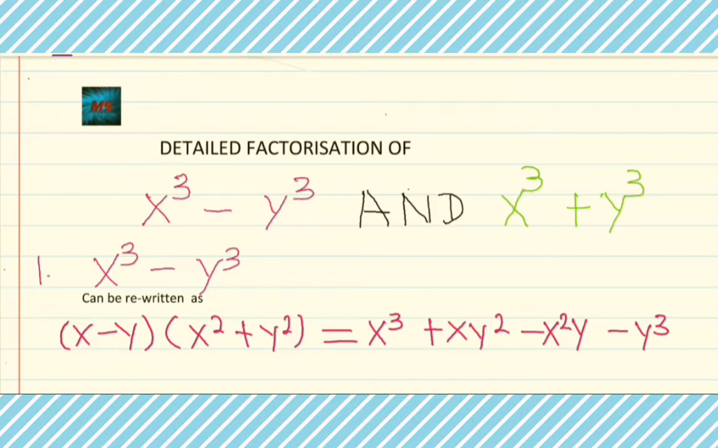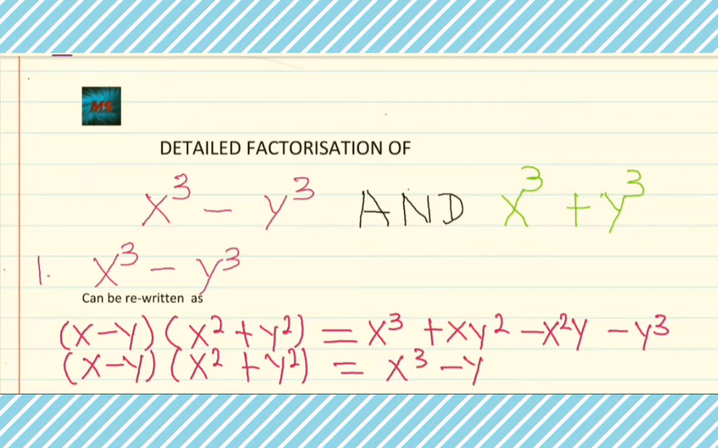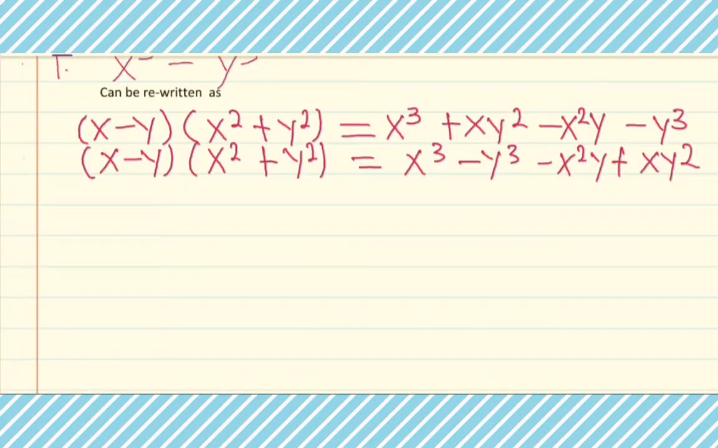Then we rearrange this equation. We have (x minus y)(x squared plus y squared) equals x cubed minus y cubed minus x squared y plus xy squared. As we can see, this is the original equation. So we leave it at one side and take the other terms to the other side.